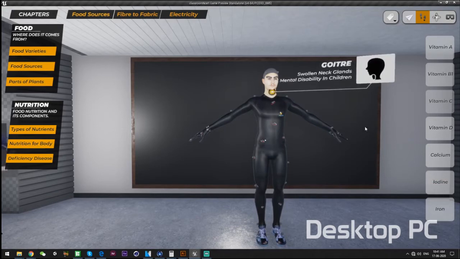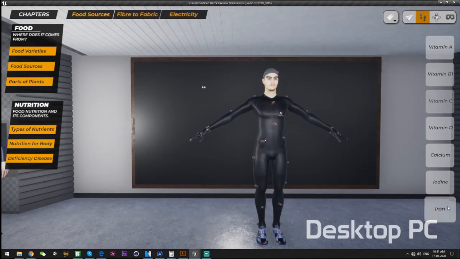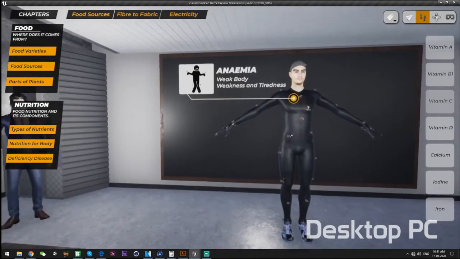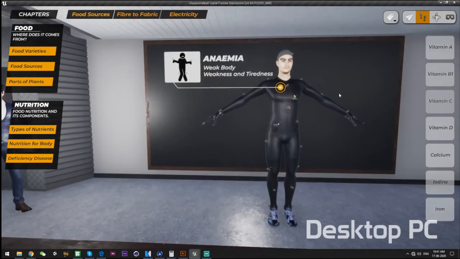Deficiency of iodine is called goiter, which causes the glands in the neck to swell and also causes mental disability in children. Deficiency of iron causes anemia, which in turn affects the body by making it weaker and tiring.